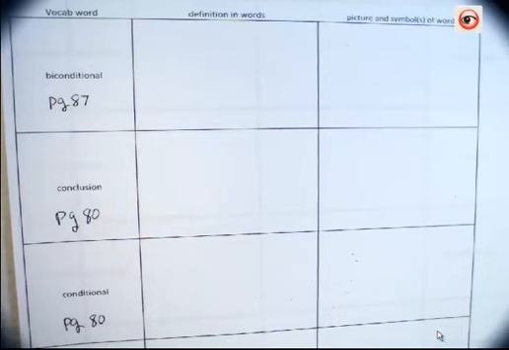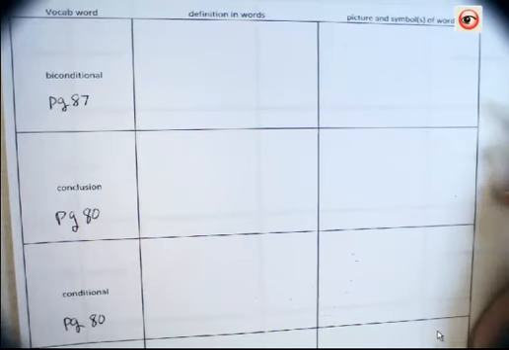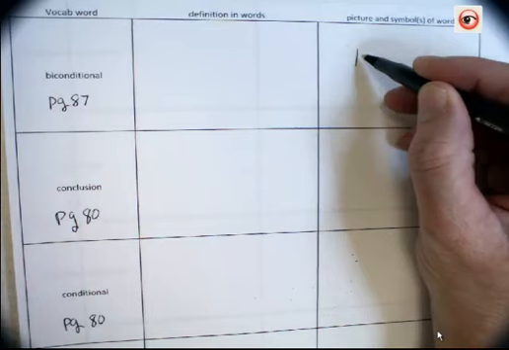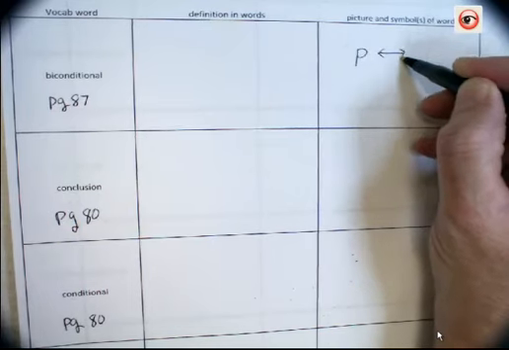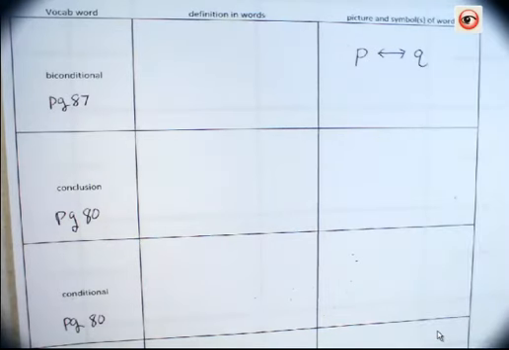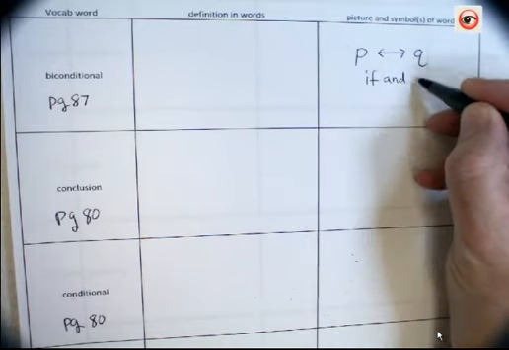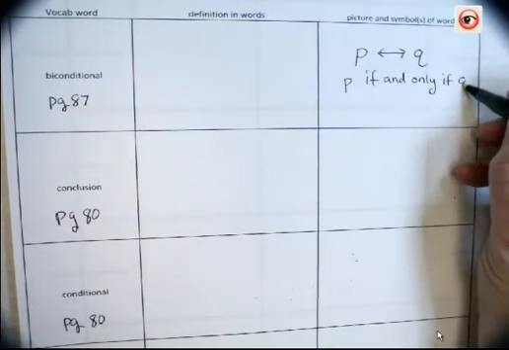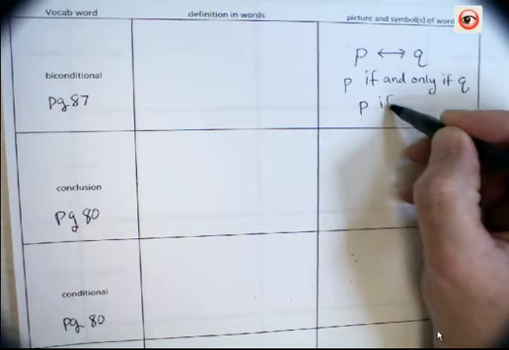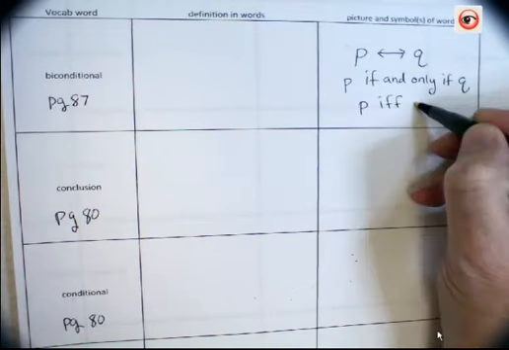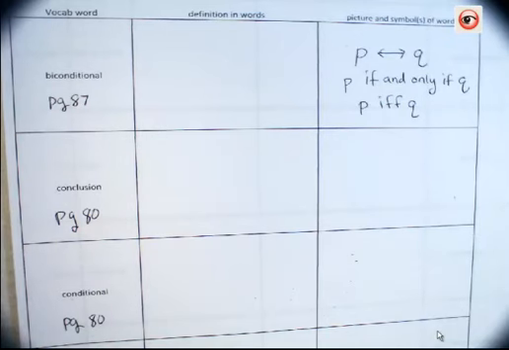This is found on page 87 of your textbook. And I just want to show you the picture, or the symbol, the word biconditional, and I'm going to say it in words. So the picture is P, and you get a double arrow, Q, and this double arrow means if and only if. This is read P, if and only if Q, or P, IFF, which stands for if and only if Q. So this is a biconditional. P and Q can be interchanged and can be read both ways. So you could also say Q if and only if P.